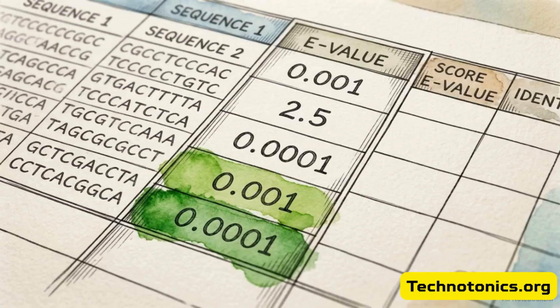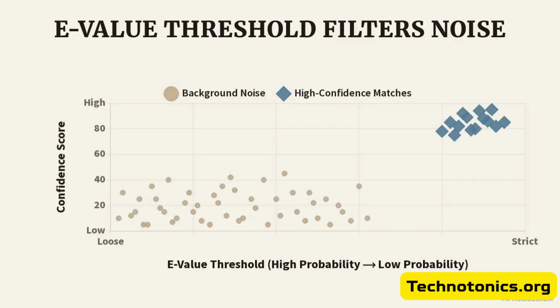To filter the noise, BLAST scores alignment validity using a probabilistic metric known as the expect value, or E-value. This data plot demonstrates the inverse mathematical relationship of the score. A lower E-value strictly dictates a lower probability that the observed sequence match occurred purely by chance. As the threshold lowers, background noise is filtered out, leaving only high-confidence data.